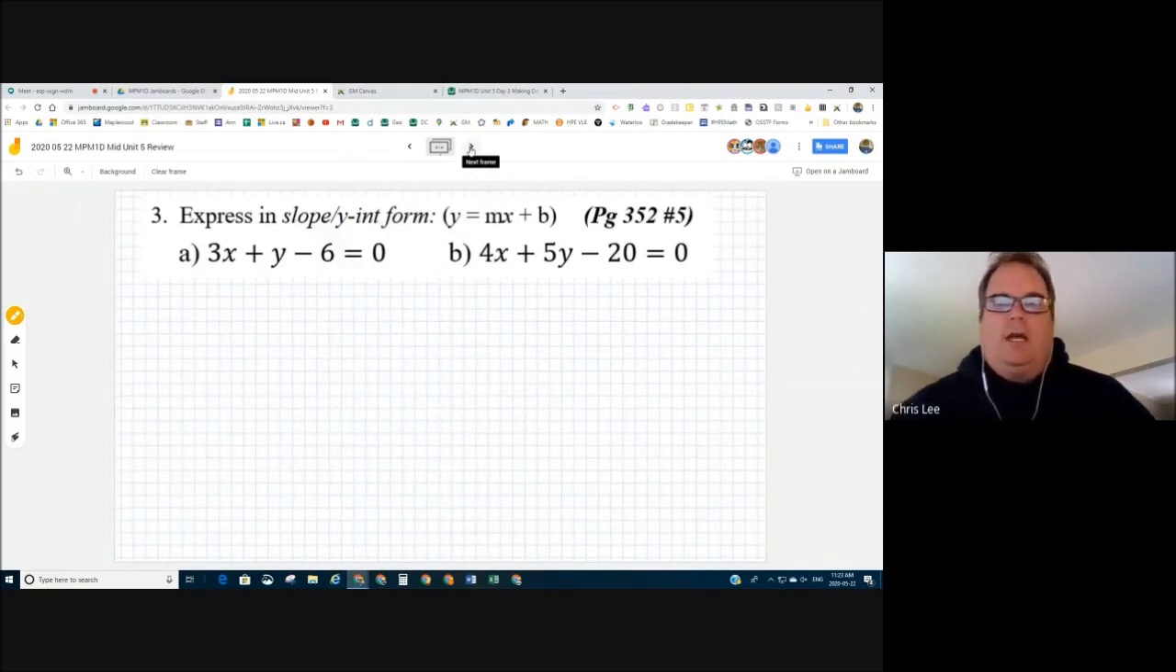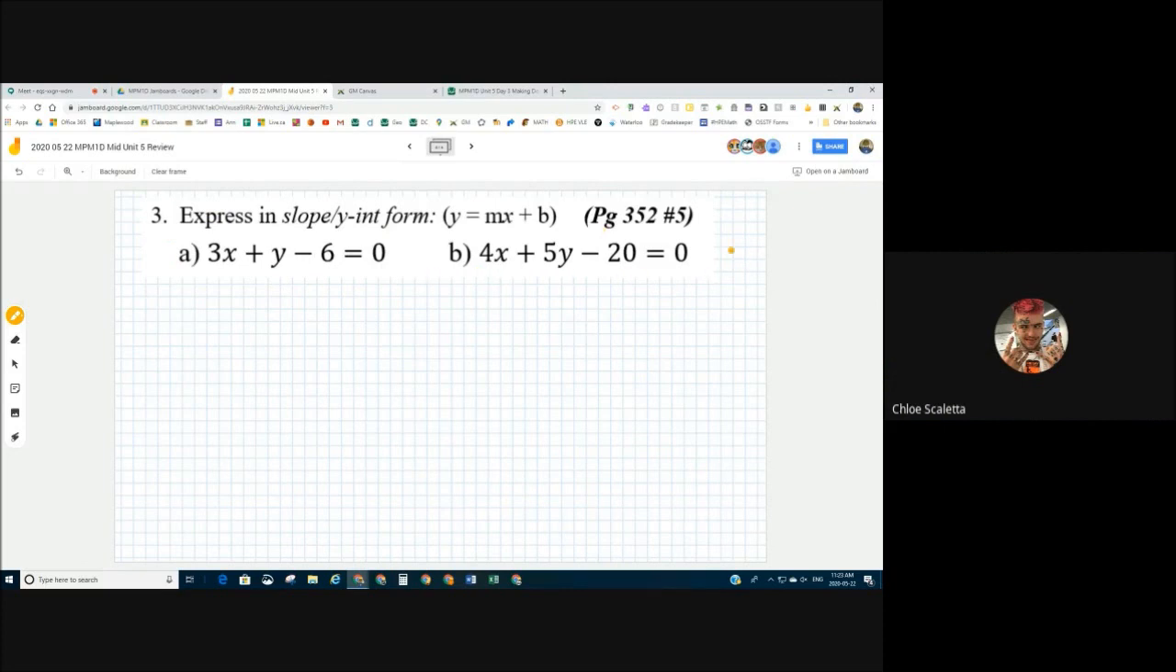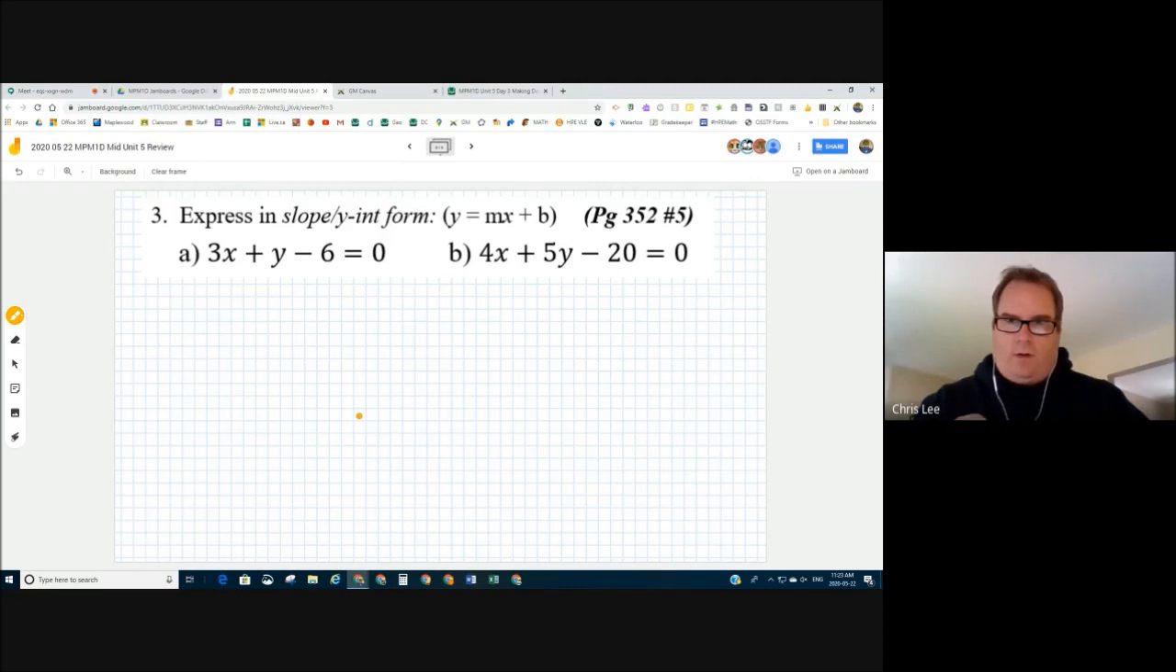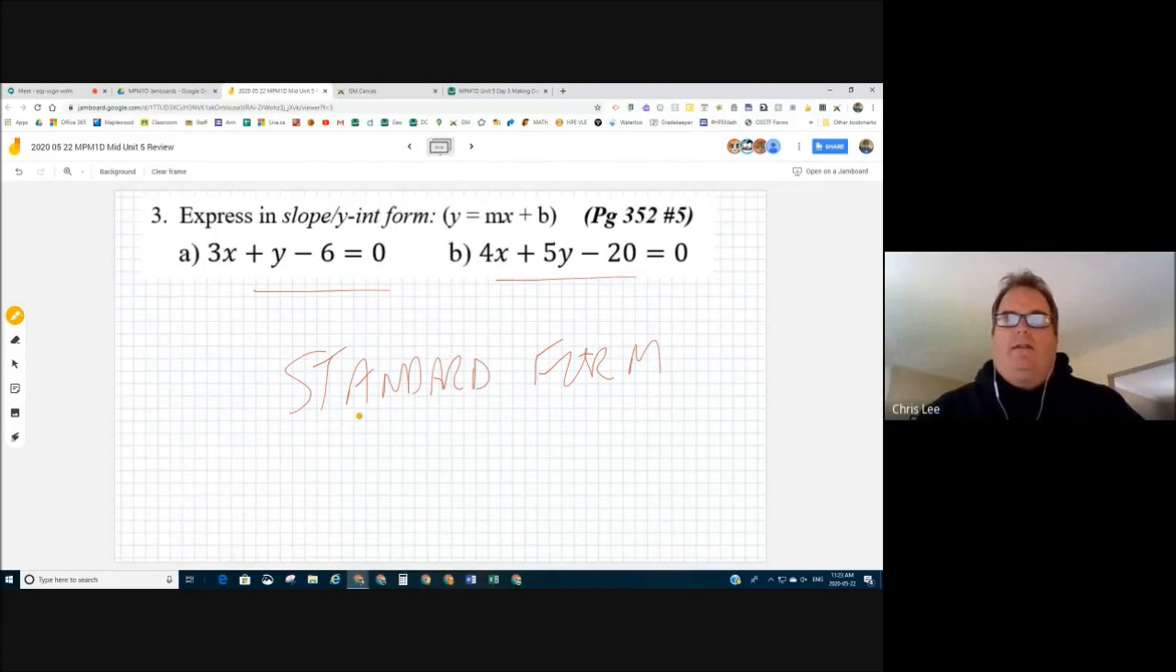I think we just have 2 more questions, and that'll be it. So in the first one here, it says express in slope y-intercept form to figure out the slope and the y-intercept. So does anyone remember what we call this type of equation? It's from this week. Okay, so this one is called standard form. So these are both in standard form. They're different than y equals mx plus b.